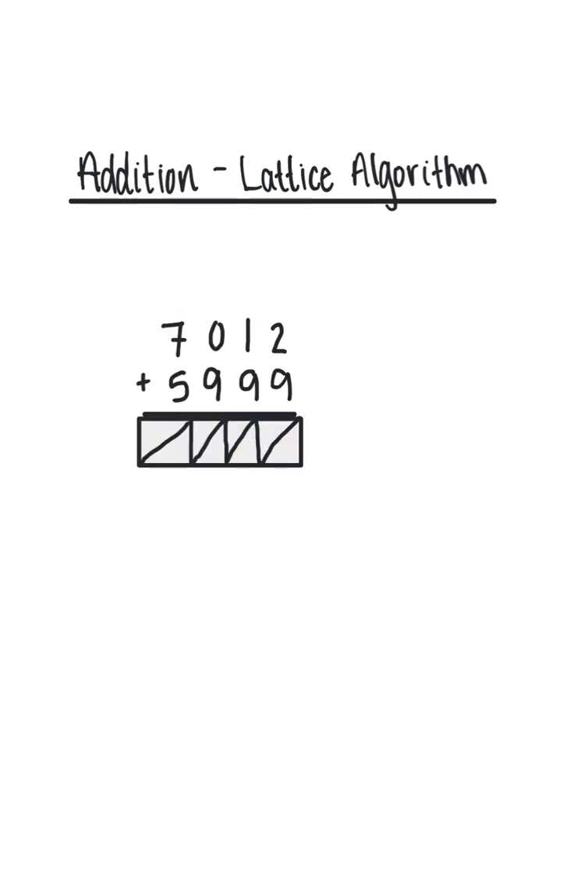Now let's quickly try one more, but this time we're going to use 4-digit numbers. 7,012 plus 5,999. We're first going to add the 9 plus 2, which equals 11. So again, we're going to put the 1 in the tens and the 1 in the ones. The next one we're going to add is the 9 and the 1, which is 10. So we're going to put the 1 in the tens and the 0 in the ones.